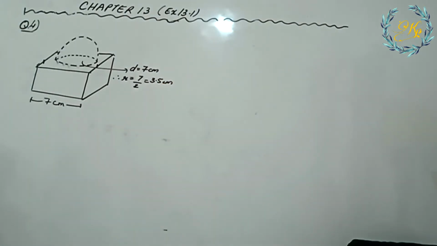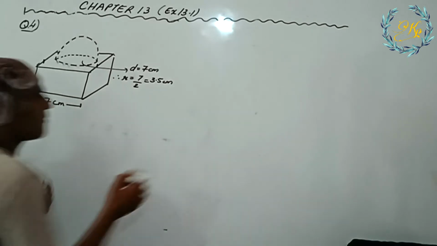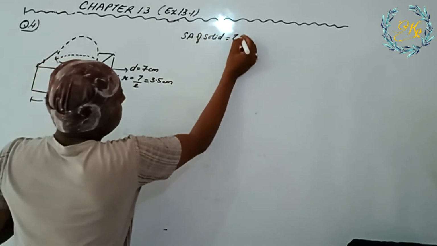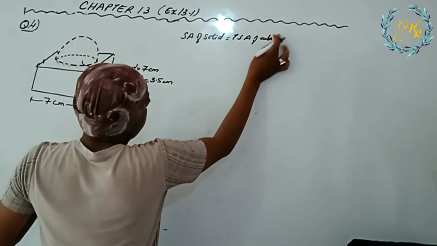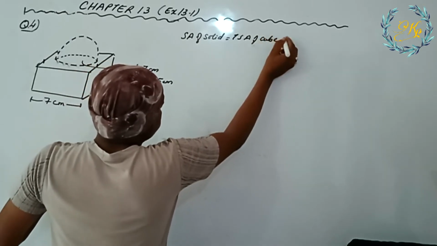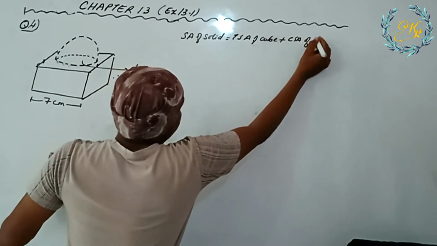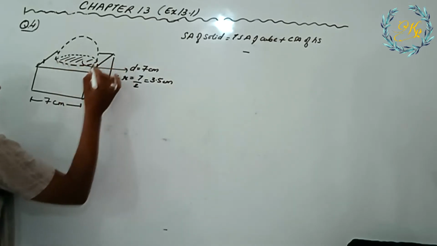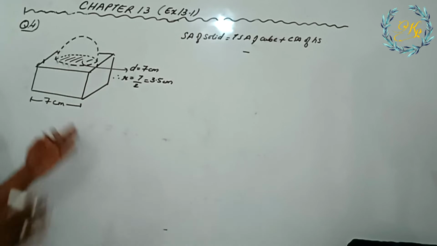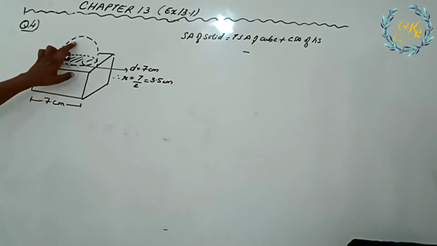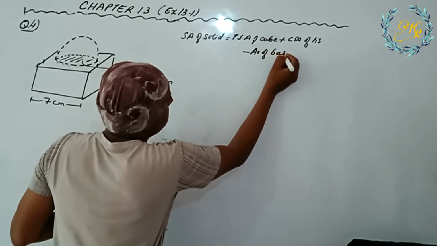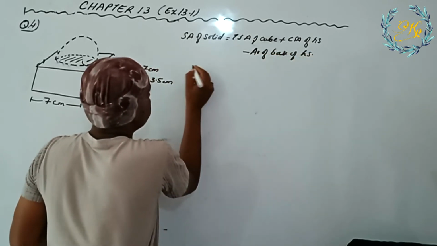Now we are supposed to find the surface area of the solid. Surface area of the complete solid is equal to total surface area of cube plus curved surface area of hemisphere minus, we have to subtract this portion of the base of the hemisphere because it has been embedded between the cubical surface and this surface. We have to remove this area. We cannot see this. Okay, we write area of base of hemisphere.